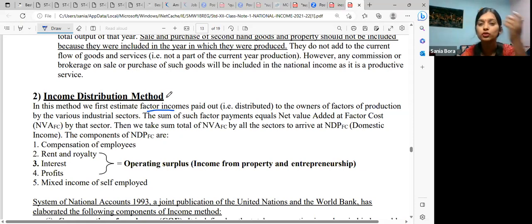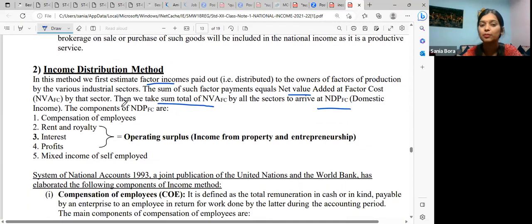So first of all, you should know the factor income, who are the owners of the factors of production by various industrial sectors. Then the sum of such factor incomes equals the net value added at factor cost, NVAFC, by that sector. Then we sum the NVAFC of all the sectors to arrive at NDP at FC, and the components of NDP at FC. These are used in case you have to find the national income.